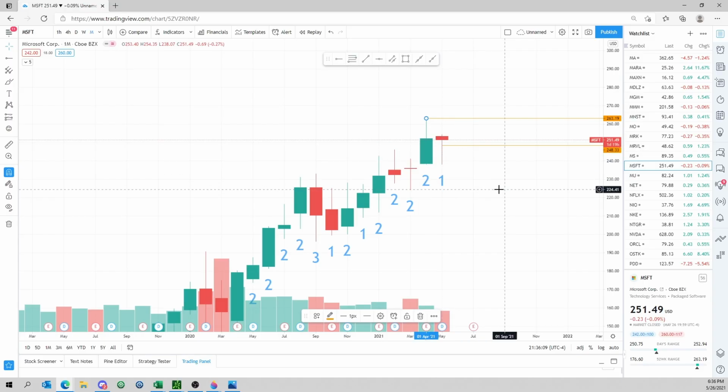And this can work with options. It can work with commons. The strat can work with any type of trading, cryptocurrencies, whatever it is, because it's all about price action. We know who is in control. And right now, buyers are pushing Microsoft back up.